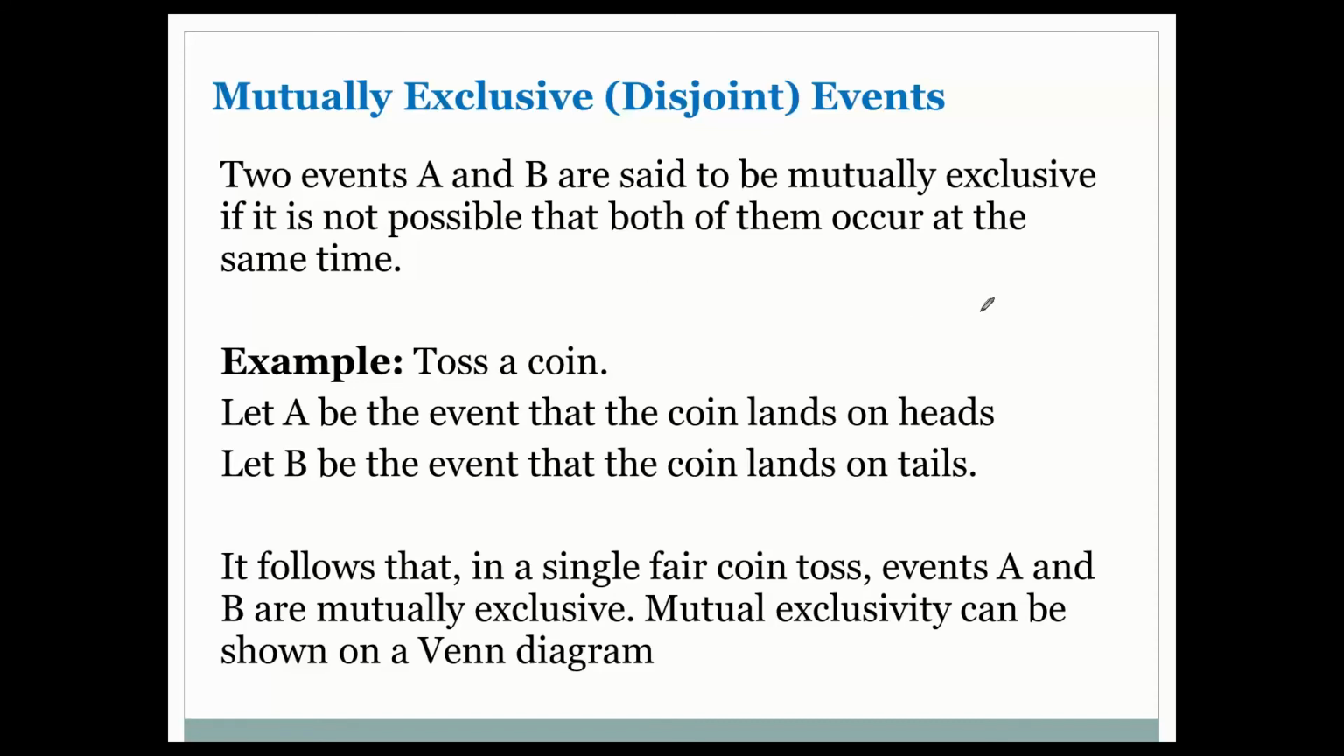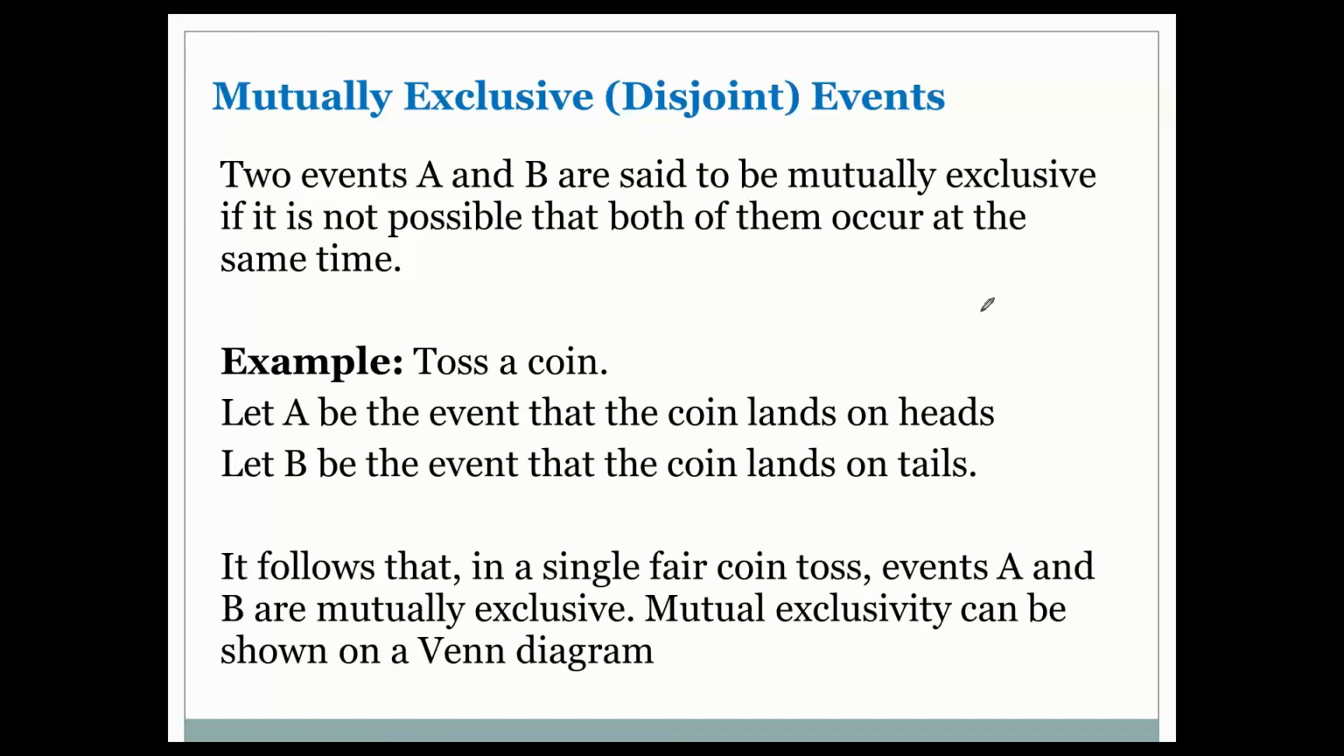Two events A and B are said to be mutually exclusive if it is not possible that both of them can occur at the same time. We've looked at this quite a bit already today. So for example, we're going to toss a coin. A is the event that the coin lands on heads, and B is the event that the coin lands on tails. It follows that in a single coin toss, and the coin's fair, it's not rigged, events A and B are mutually exclusive.